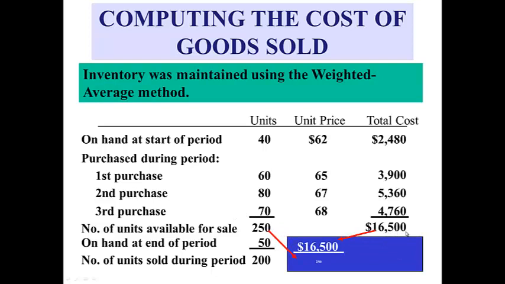Here is our total cost. If we add up the total cost of our beginning inventory and all our purchases, we come up with $16,500. If we total up all the units available for sale, we come up with 250. So these 250 units cost $16,500. 16,500 divided by the 250 units gives us an average cost of $66 a unit. So instead of costing each individual unit, we're going to apply an average cost.